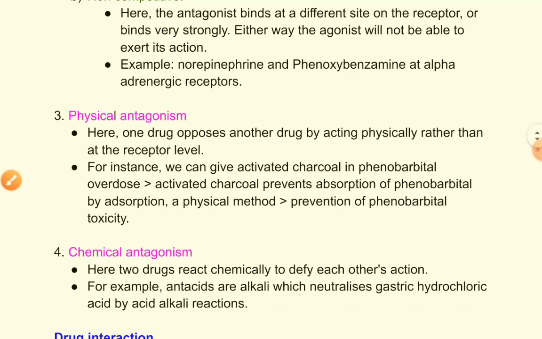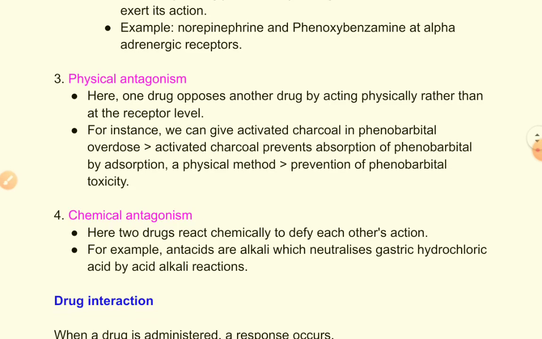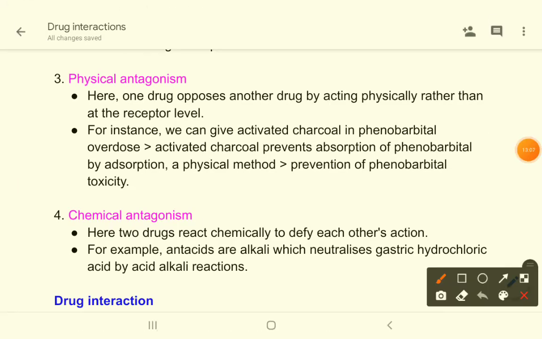Now there are a few more types of antagonism. One is physical antagonism and another is chemical antagonism. What is physical antagonism? Here one drug opposes another drug by acting physically rather than at the receptor level. They do not compete for the receptor, they do not bind with any receptor, they just alter the physical environment or physical properties of the other drug. By that they exert their effect. Let's look at an example.